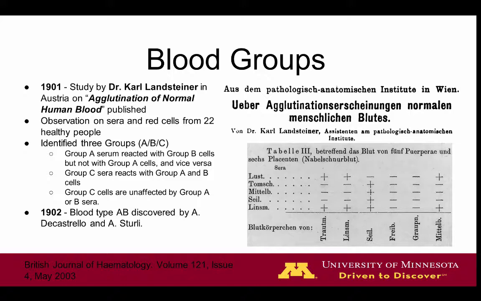As you can see from this table, he noted that sera from the so-called Group A population reacted with Group B cells, but not with the Group A cells, and the same thing was noted with the Group B sera in reverse. And he also noted that Group C sera reacts with A and B cells. However, the Group C or Group O cells are unaffected by the Group A or B sera, which is a really important discovery in terms of blood banking and transfusion medicine. A year later, the blood type AB was discovered by Decastrello and Sterling.